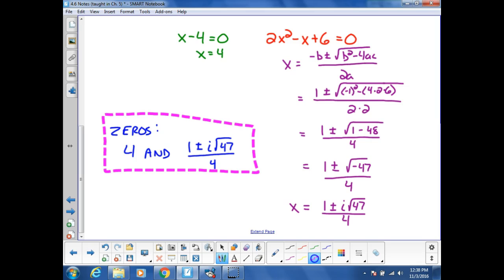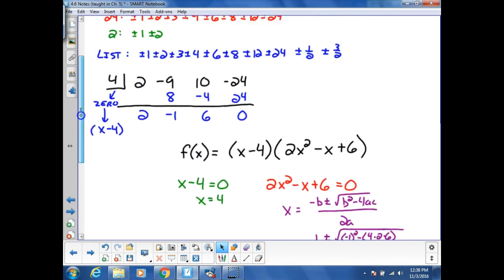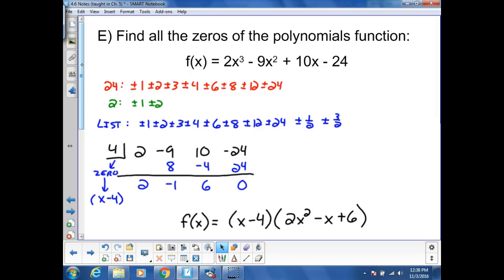Okay? So we can find all of our zeros. And so how many total zeros do we have? 3. We got 1 at 4, and we've got 2 of them in there. 1 at 1 plus i, 1 at 1 minus i times the square root of 47. Which if I go back to my problem, because that's a 3 right there, that makes it, I need 3 zeros. Okay, fundamental theorem of algebra.